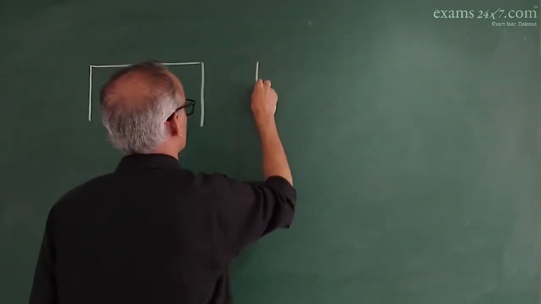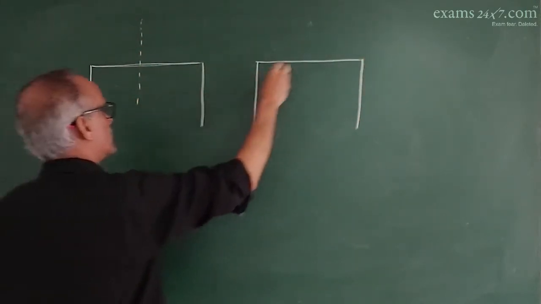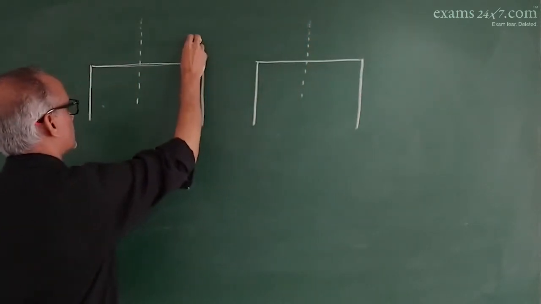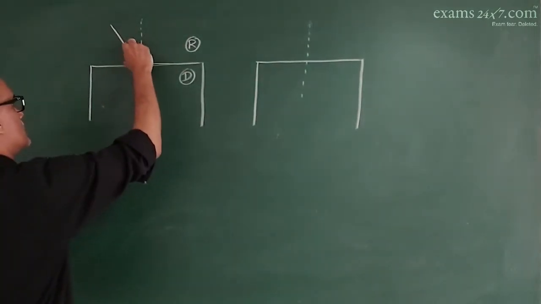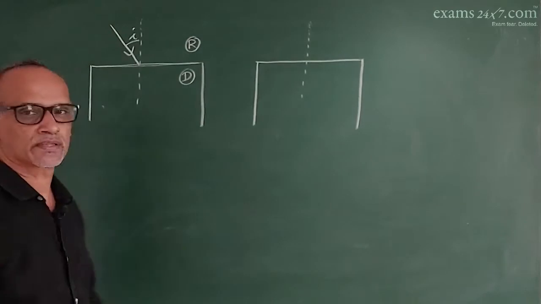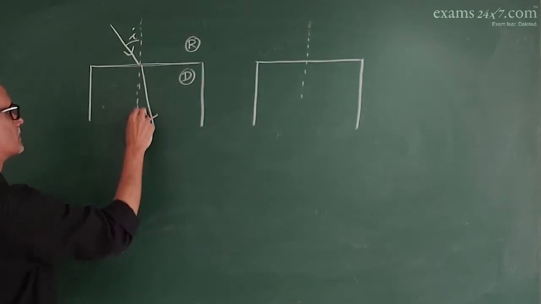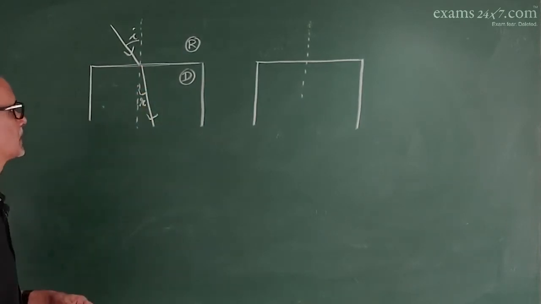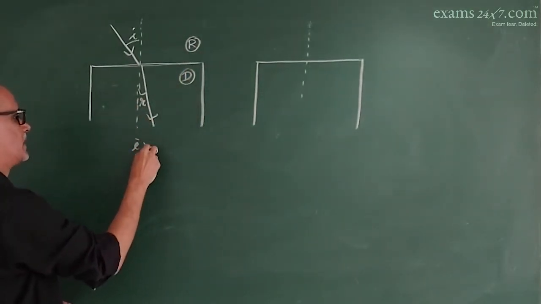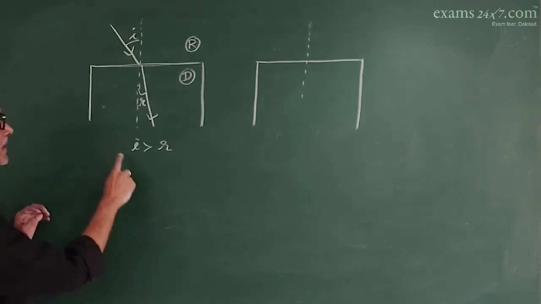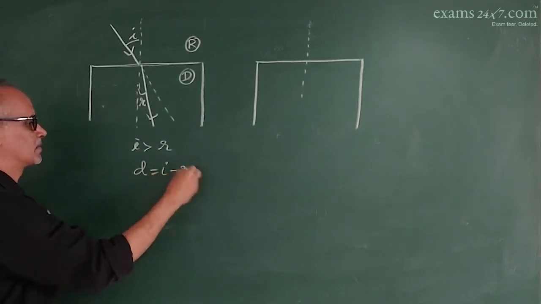So whenever refraction takes place, you need to remember certain basics of refraction. If the ray travels from rarer to denser, if this is the incident ray having angle of incidence I, then the ray always bends towards the normal. So R is the angle of refraction. So when the ray travels from rarer to denser, the ray bends towards the normal, so that I is always greater than R. When I is greater than R, the angle through which the ray bends is called the angle of deviation, which is D is equal to I minus R.